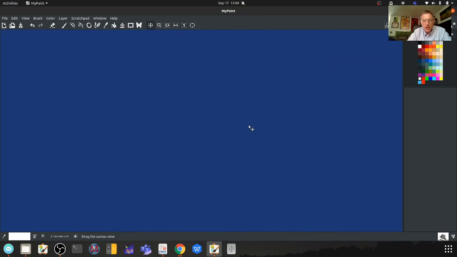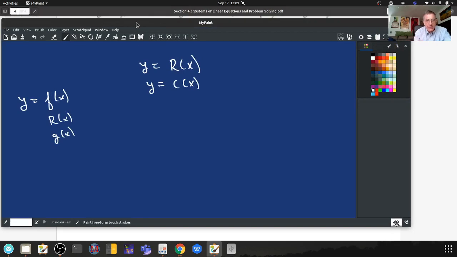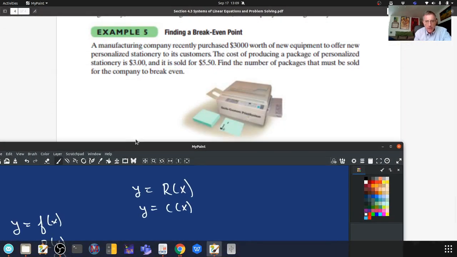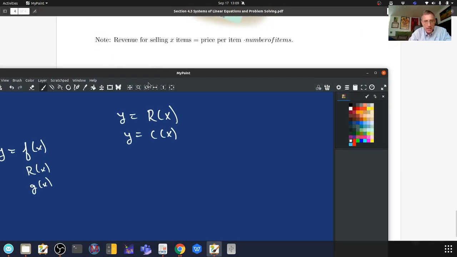So remember, in function notation, R of x and C of x, both of those are equal to y. No matter what our function definition is, y is equal to f of x, or R of x, or g of x. Anytime you have the function notation, you can replace it by y. And the little bitty hint that I gave you, way down here, I can scroll up. I thought it was the last page and I wouldn't be able to.